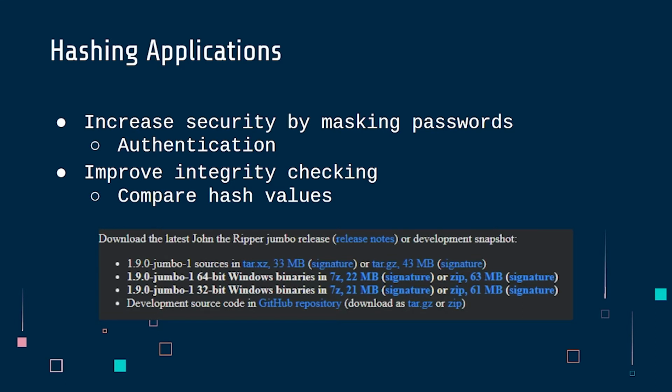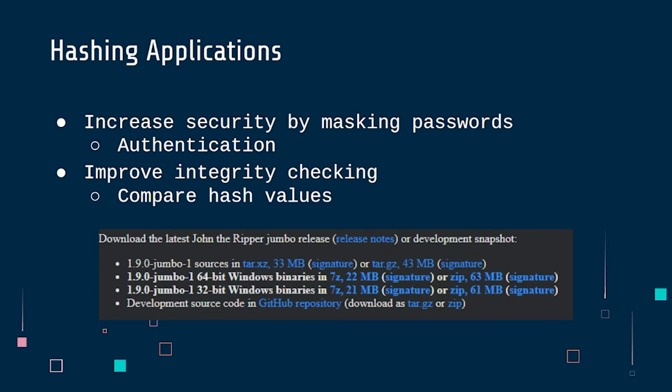But when you go to download a piece of software from a website, what the creators of that software will typically do is give you a link to download the software. They're also going to give you a link to download the signature of the software. And a signature is basically a hash of the entire piece of software.